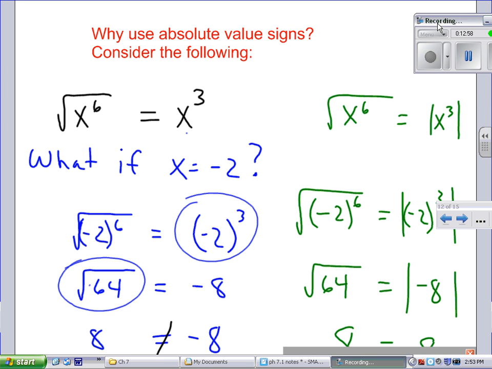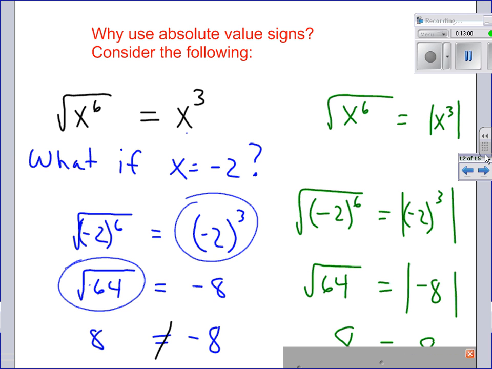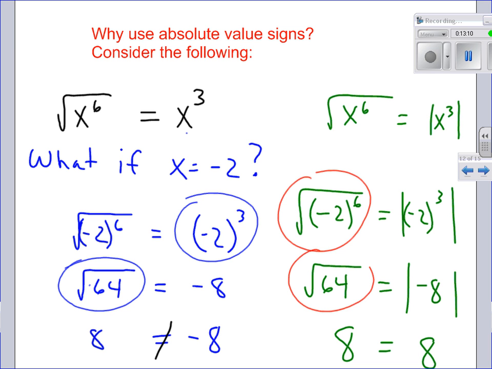Now over here, if I go ahead and make that an absolute value symbol instead, now when I pull that out, look what happens. That saves us. Because again, the left-hand side is all the same. And on the right-hand side, the absolute value of negative 2 to the 3rd, negative 8, is actually 8. So this is what allows the statement to become true.